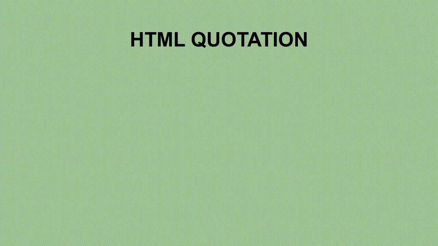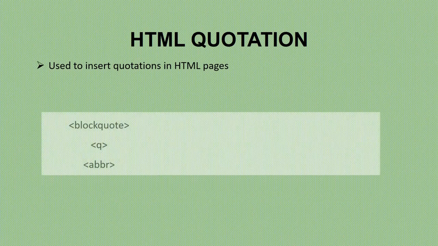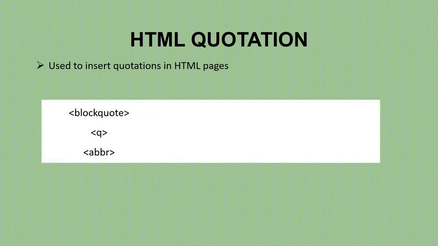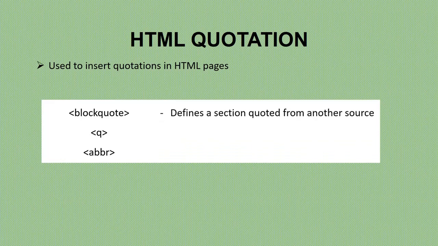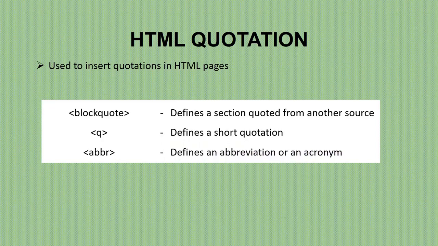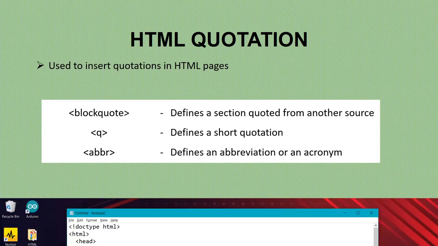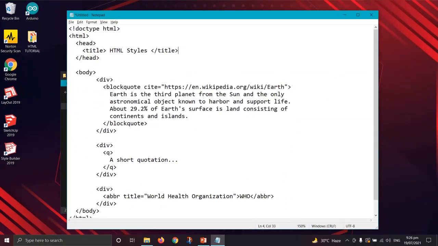Sometimes we need to use information from other websites, so we can use HTML quotation to insert quotations in our HTML pages. Some of the elements that we can use are the blockquote to define a section quoted from another source, the Q tag to define a short quotation, then the abbr tag to define an abbreviation or an acronym. To see how quotations work, we have a simple code here.